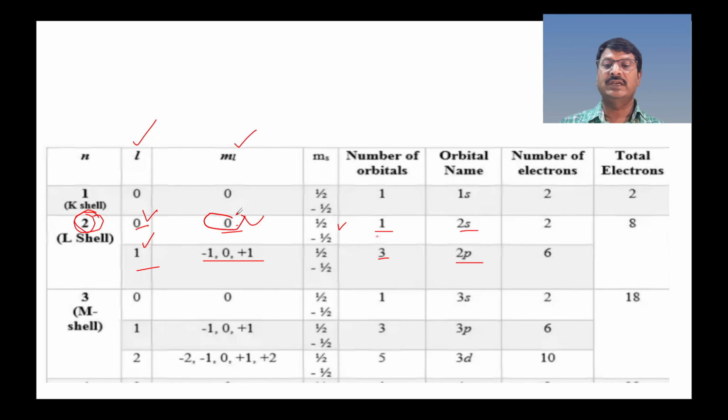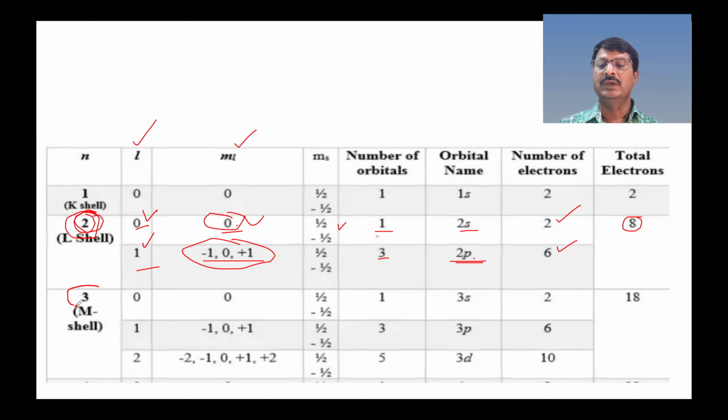So it is an s orbital. That's why it is called the 2s orbital. The principal quantum number is 2 and it is a p orbital. So l is equal to 1 means it is a p orbital. That's why it is 2p. 2s and 2p. The s orbital accommodates 2 electrons. The p orbital accommodates 6 electrons. In total, principal quantum number 2 accommodates 8 electrons.